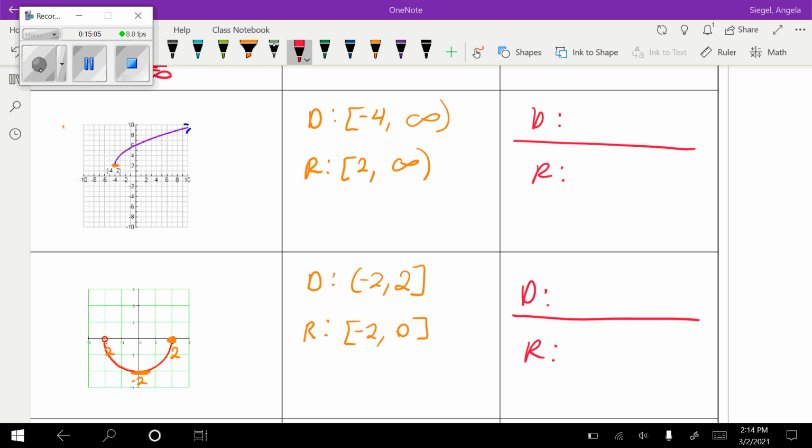Okay, let's do the domain and range here. So this one, it begins here and it goes on and on forever. So I'm going to say x, sorry, not y, this is domain. So x is greater than or equal to -4. And this range, y is greater than or equal to 2.